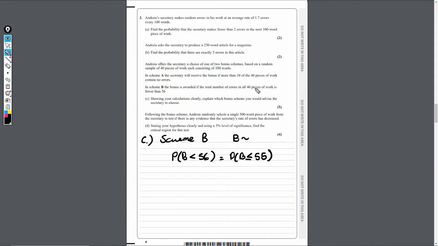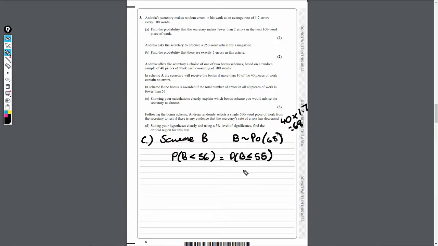Because it's just one continuous look at this, all 40 pieces of work, we're not looking at a certain proportion of the 40, like scheme A does. Because it's all of them, we can just use a Poisson still. So this is a Poisson distribution. Now, the average rate, just be careful here, because there are 40 pieces of work, and each piece of work is 100 words. So I'm going to have to do 40 times 1.7, which on your calculator gives 68.